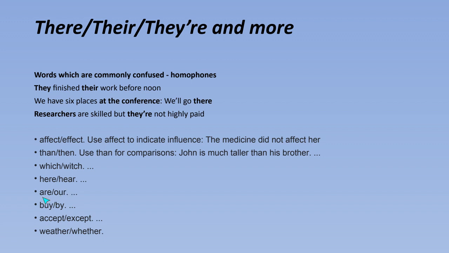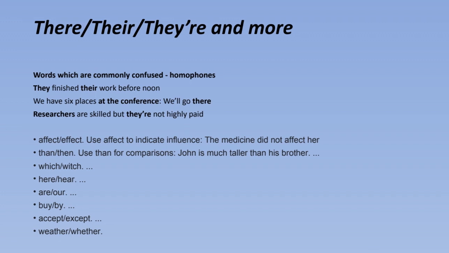And I also think that when they're being spoken, they can sometimes sound quite similar. So if you're listening to them and taking notes down, it's quite easy to get them mixed up. Are and our being the possessive. Buy, purchase something, and by the preposition. Accept, to accept something, the verb, and except. Weather, the weather, and whether. There's actually no difference in the pronunciation there. There's a difference in meaning and a difference in spelling.